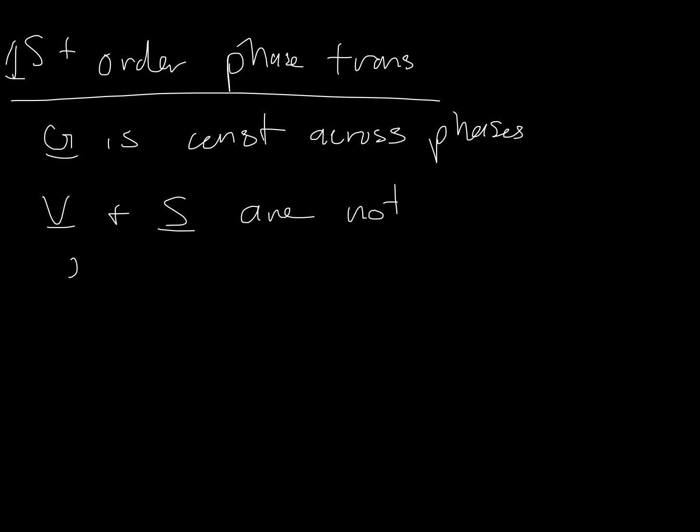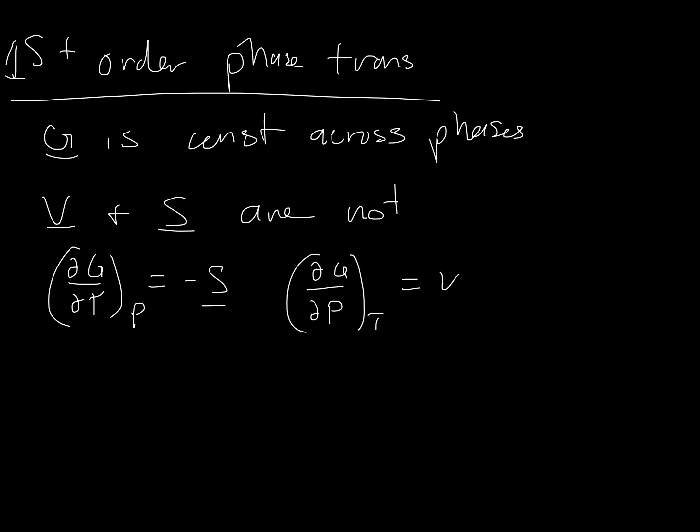So dG/dT at constant P, that is equal to minus S, discontinuous. dG/dP at constant T is equal to V, discontinuous. So that is why it's called a first order phase transition, because the first derivative of the Gibbs free energy is discontinuous. They also have a thing called a second order phase transition.